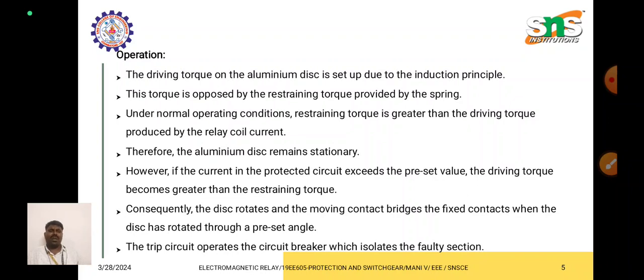However, if the current in the protected circuit exceeds the preset value, the driving torque becomes greater than the restraining torque. Consequently, the disc rotates and the moving contact touches the fixed contact, which signals the circuit breaker to trip the circuit. So we can isolate the faulty section.